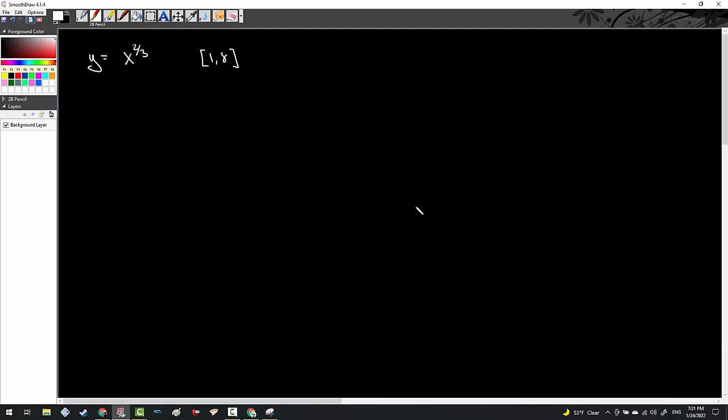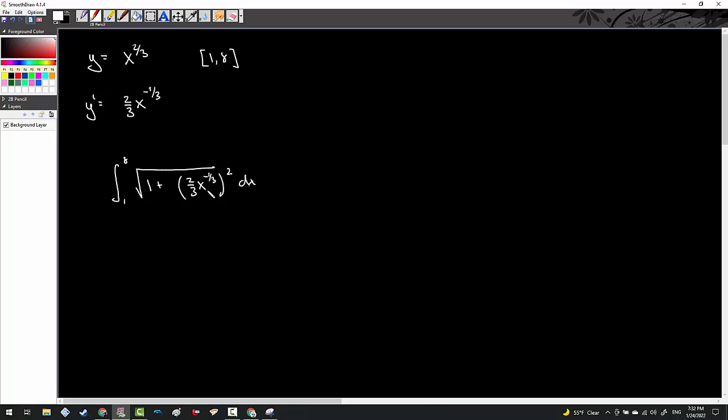In this next example, we are going to look at y equals x to the 2/3, and we're going to evaluate its arc length on 1 to 8. So again, a seemingly benign arc length problem, right? The derivative is 2/3 x to the negative 1/3, and we'll go ahead and plug it in. So we've got the integral from 1 to 8 of the square root of 1 plus the derivative squared, 2/3 x to the negative 1/3 squared, dx.